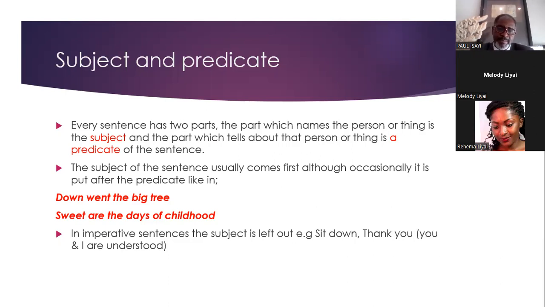Every sentence has two parts. The examples we are giving: Down went the big tree. Sweet are the days of childhood. These are complete sentences, but you see the predicate begins the sentence and the subject ends the sentence.